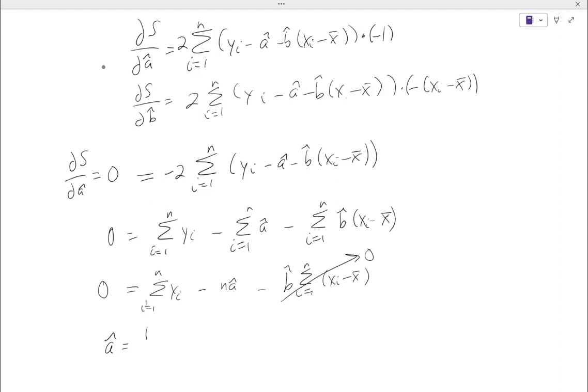When I solve for a hat, I get 1 over n, sum from i equals 1 to n of y sub i. What's another name for that? Add up your y's and divide by how many there are. The average, yeah. Now, what did I ask you when we started this? I said, if you were to use a constant function to approximate the data as best as possible, what would you use? The mean. Notice that comes out here.